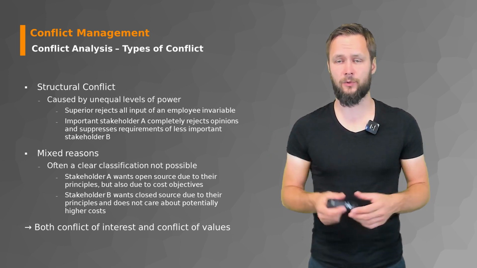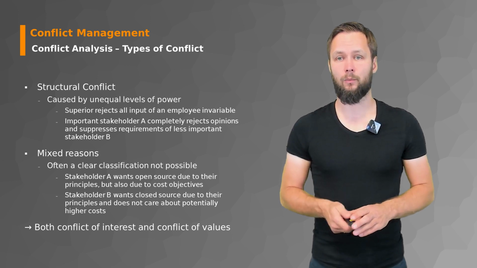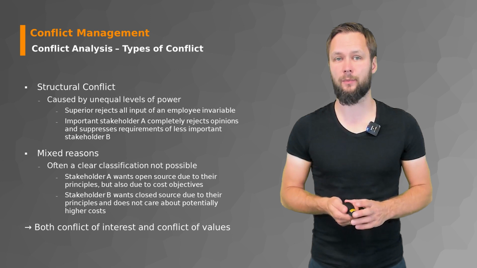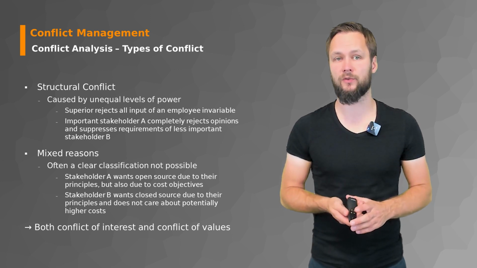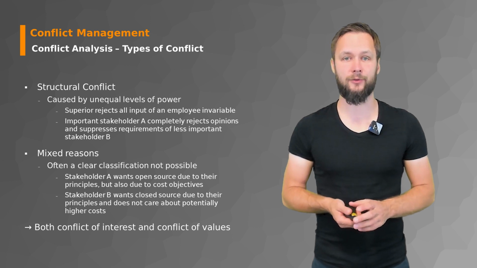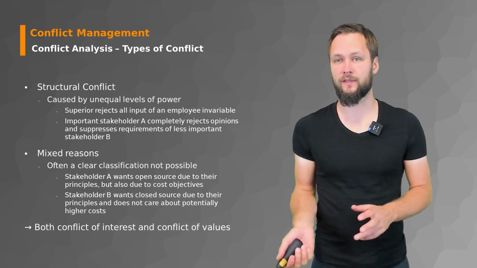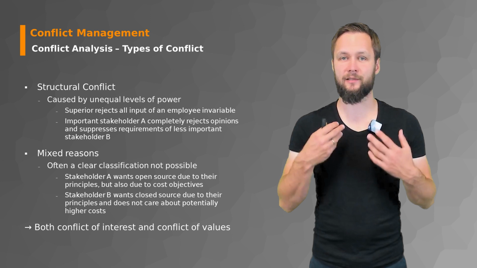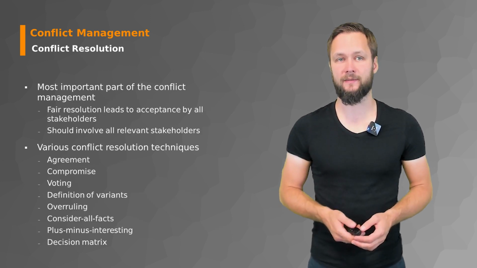And then, as we already said, there can also be a mix of various reasons where clear classification is not possible. For example, stakeholder A wants open source due to their principles, but also due to the cost objectives. Stakeholder B wants closed source due to their principles and does not care about the potentially higher costs. Both conflicts of interest and conflicts of values, but even those examples are super simple and are just here for illustration purposes. It could be way more complicated.